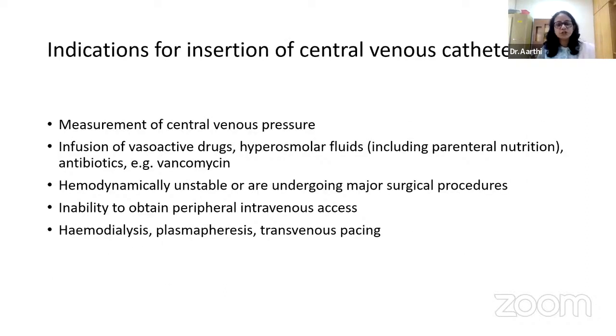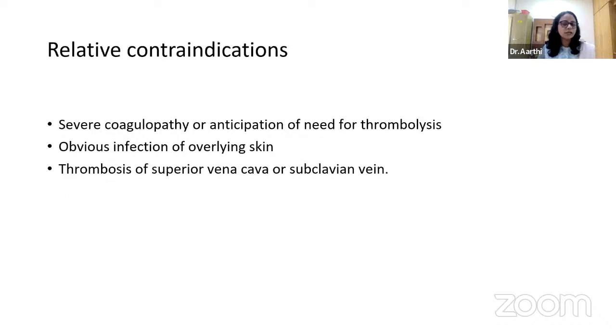So the indications for central venous catheter insertion are to measure central venous pressures, infusion of vasoactive drugs, patients who are hemodynamically unstable and who are undergoing major surgical procedures, inability to obtain peripheral vascular access, and use for hemodialysis, plasma exchange, and transvenous pacing. So relative contraindications would be severe coagulopathy, anticipated thrombolytic therapy, infection of the overlying site, and thrombosis of the superior vena cava or the subclavian vein.